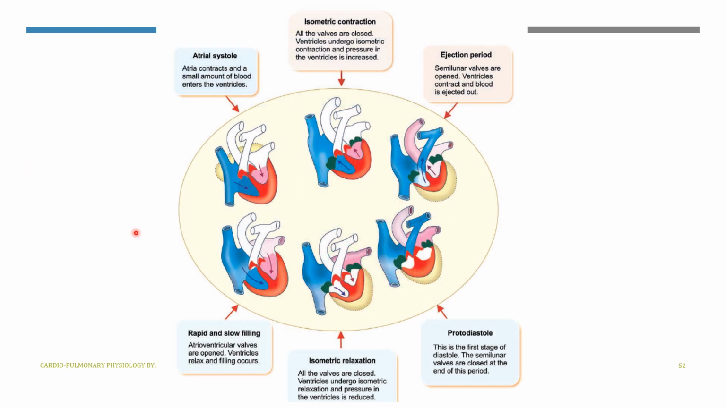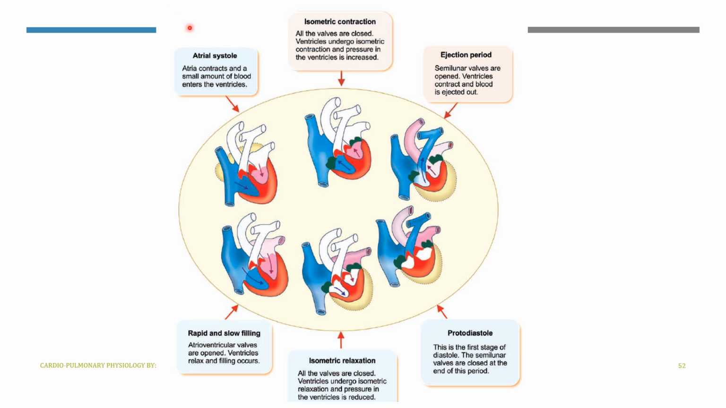Now let's understand the cardiac cycle by this figure. First of all, as we just learned, atrial contraction will happen. There are basically two phases in the cardiac cycle. One is systole, another is diastole. During systole, the muscles will contract, and during diastole, the muscles will relax. So during atrial systole, what happens? Atria will contract and a small amount of blood enters the ventricle. As you can see, the blood is going from atria to ventricle.